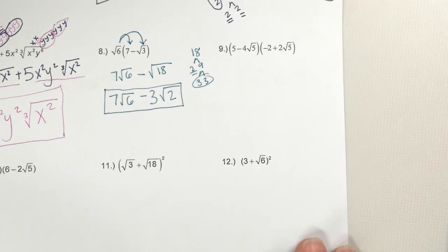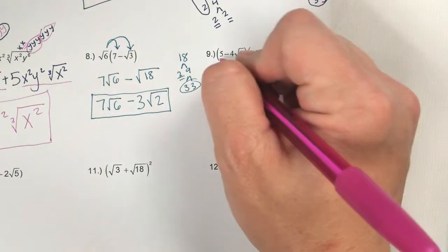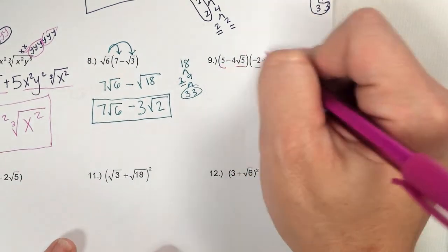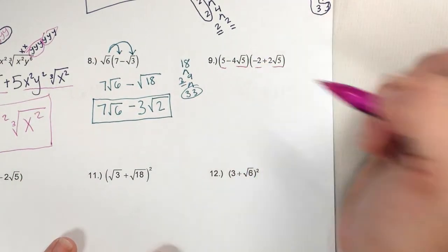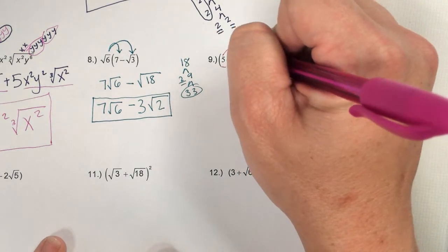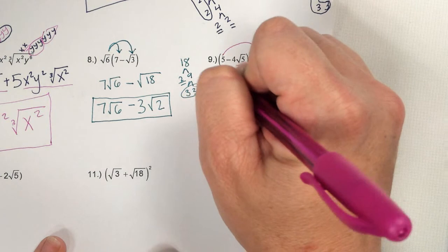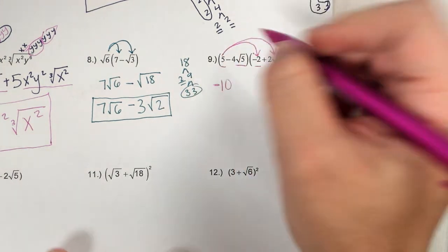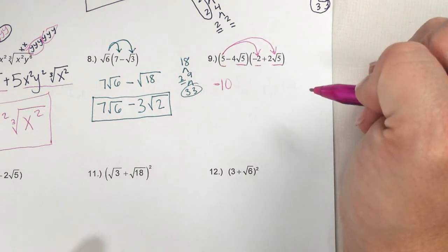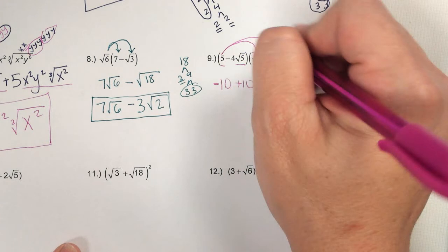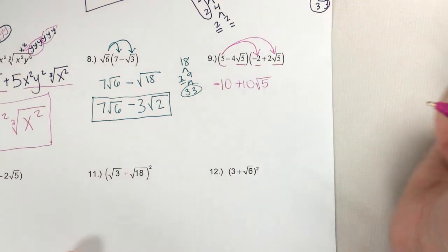Okay, on the next one, we have to double distribute because we have 2 terms times 2 terms. So I'm going to do the first term times both terms and the second term times both terms. So we're going to multiply a total of 4 times. So 5 times negative 2 is negative 10. 5 times 2 square root of 5. Well, remember, outsides gets multiplied, insides gets multiplied. 5 times 2 is 10. This doesn't have an inside, so it just stays square root of 5.